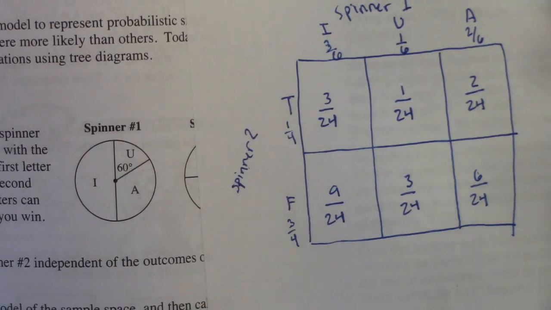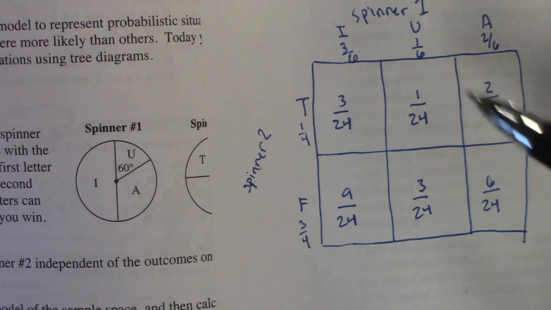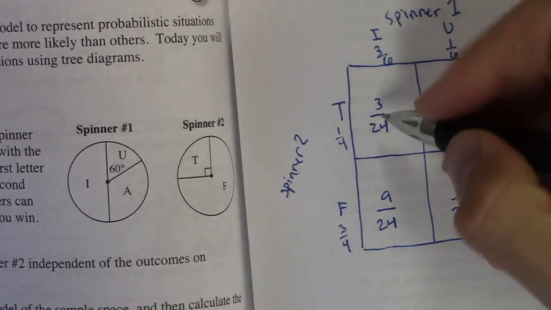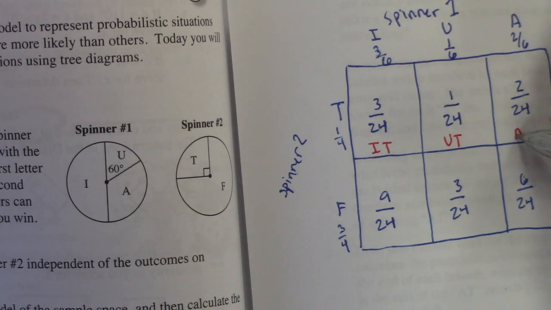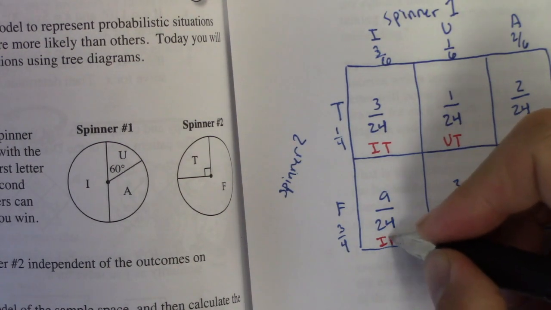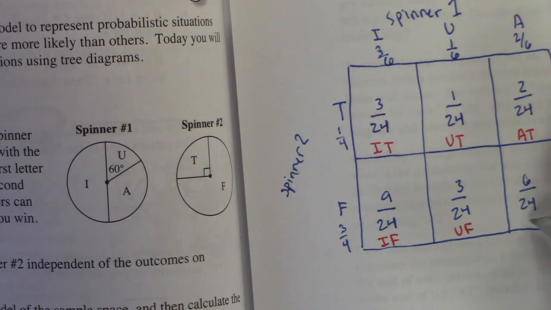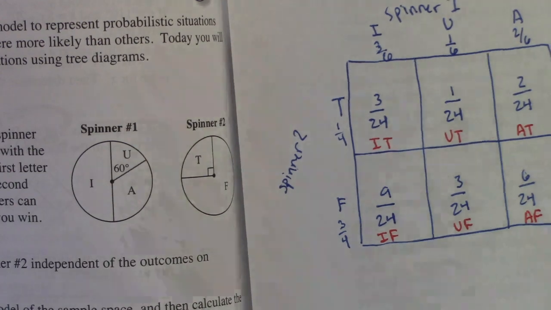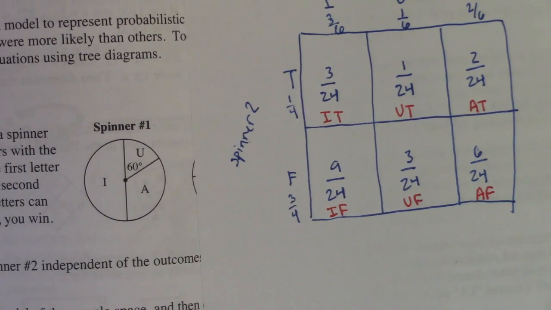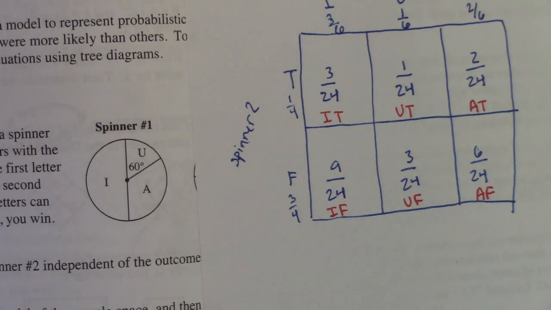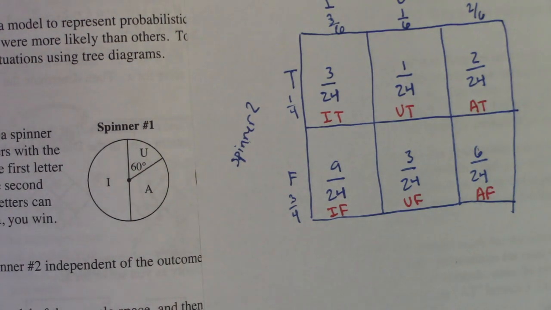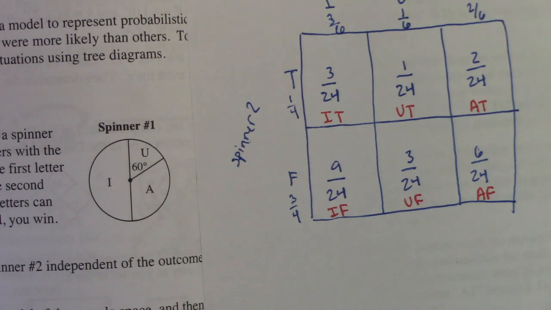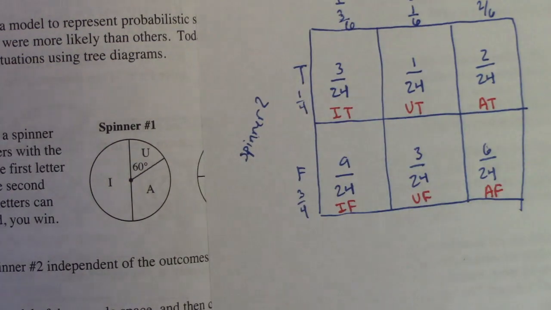Now, in order to complete this problem, I also need to have an understanding of the sample space. So I'm going to put the letter combinations down below as well. So I can roll an I and a T. I can roll a U, T. I can roll an A, T. I can roll an IF. I can roll a UF. And I can roll an AF. Those marks in red are my sample space. Those are the possible outcomes. So IT is an outcome. AT is an outcome. They may not be equally likely, but those are my outcomes. If I asked you for the sample space of this problem, you would tell me these 6 two-letter combinations.